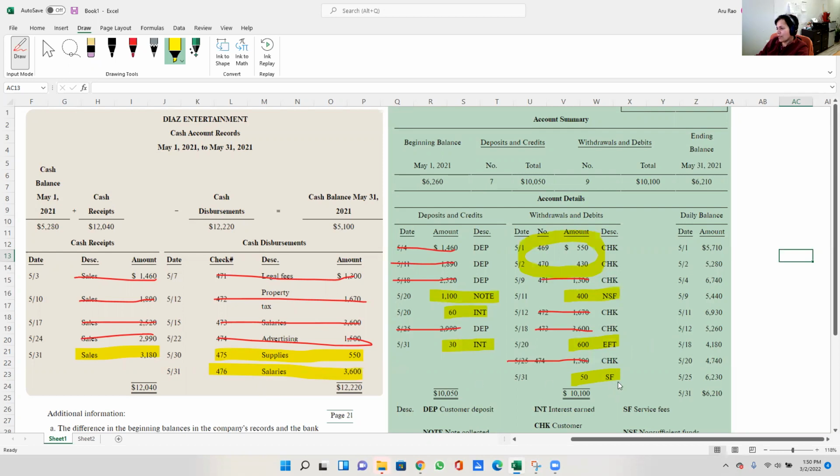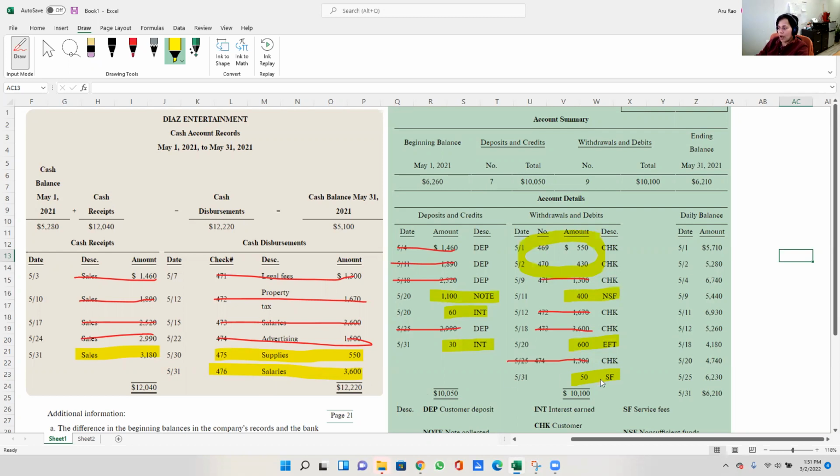Finally, I have SF, that's service fees. This is something that the bank charged me. It could be for not maintaining the minimum balance. It could be because I ordered checks, any number of reasons. Whenever they charge me a fee, they take that out of my account immediately. Now I need to update my books to indicate that that's an expense in my books.